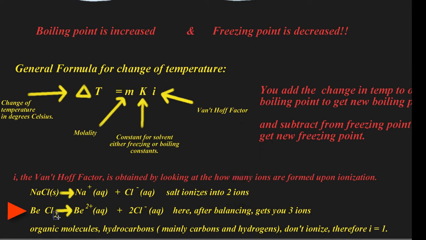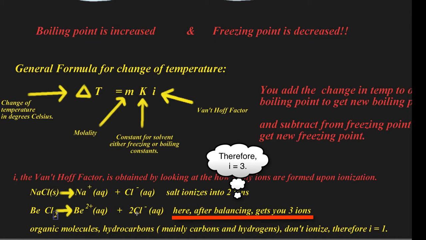Beryllium chloride here, what it does is it ionizes into 1 beryllium, but to balance out this little 2 in the box here, we need 2 chlorides. Okay, so we would write a balanced ionization equation, and here there's 1 cation, beryllium, and 2 chlorine ions. So the Van't Hoff factor would be 3 here.